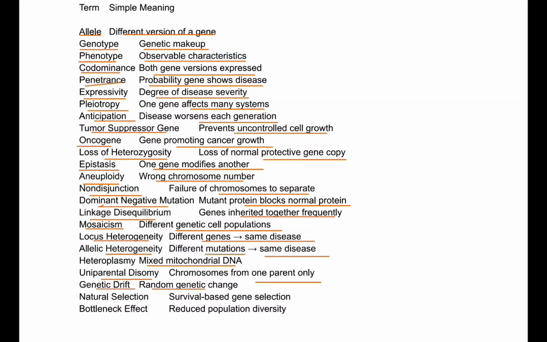Genetic drift, random genetic change. Natural selection, survival-based gene selection. Bottleneck effect, reduced population diversity. So these are important terms used in our lecture.